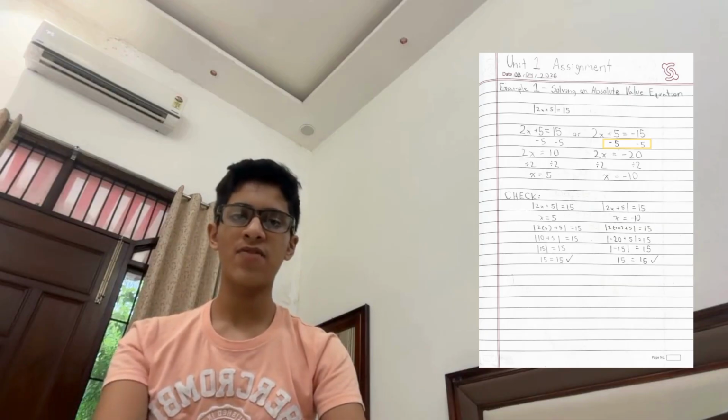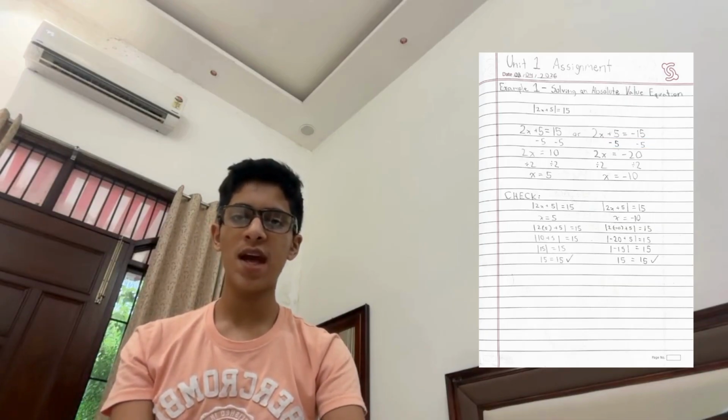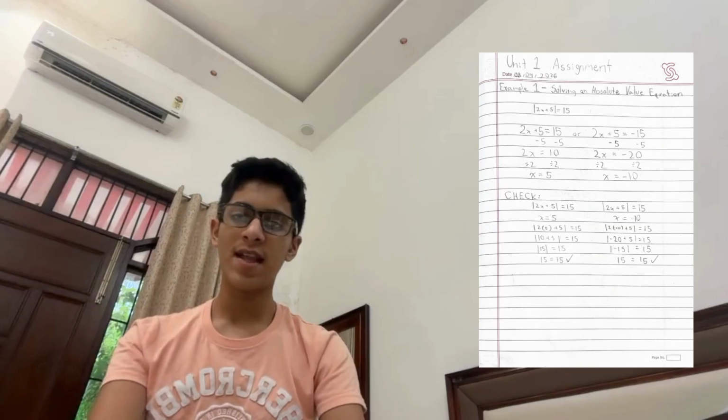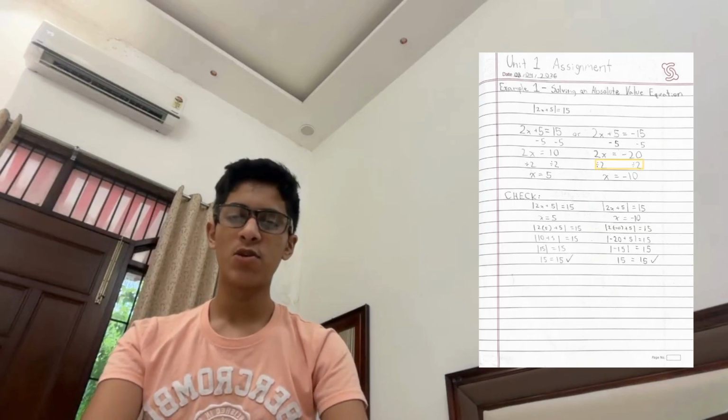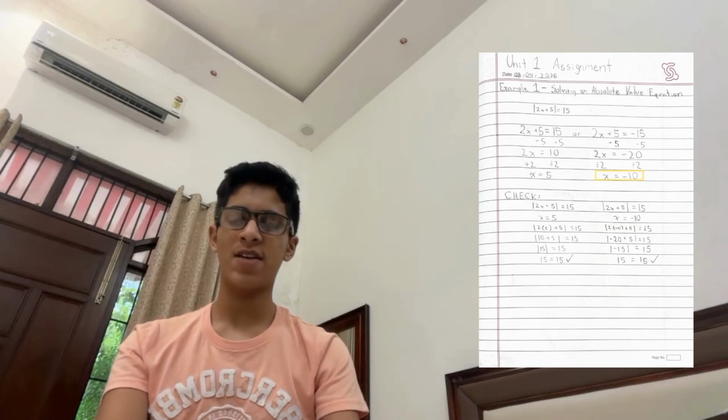Again, I can subtract 5 from both sides. Now I have 2x equals negative 20. And then I can divide both sides by 2. So my second solution is x equals negative 10.